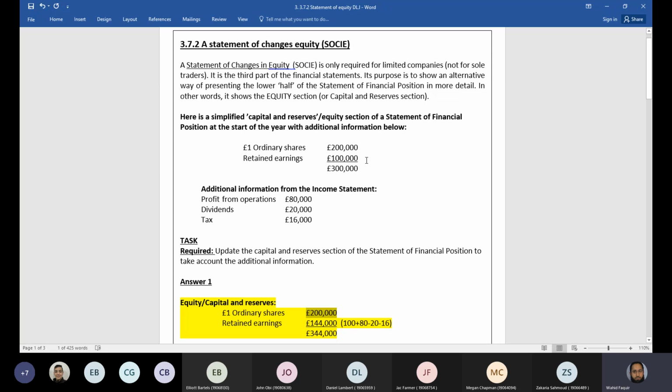In contrast, the retained earnings, of course, have changed. Now, let's just make sure we're happy with the calculation. We started off with 100,000. The business has generated profit from operations of 80,000. We've distributed dividends of 20,000 and we paid tax of 16,000. Hence, we have 144. The closing position is 345.